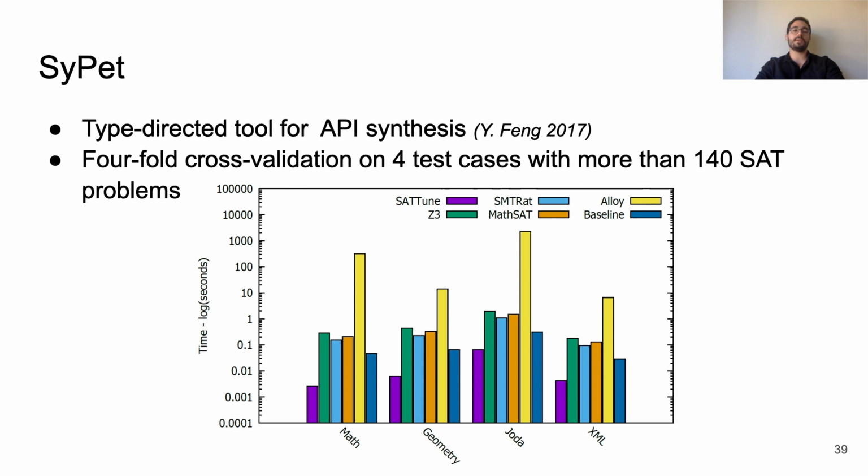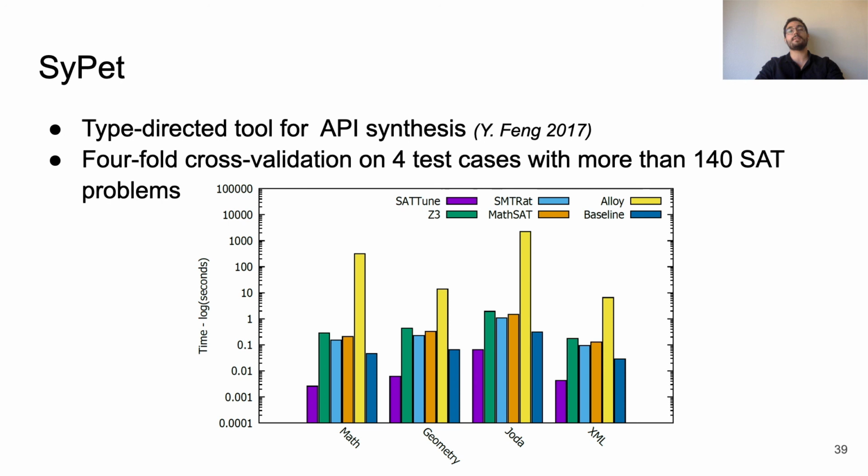The next benchmark is Cyped. Cyped is a type-directed tool for API synthesis. It uses integer variables for each function signature. We use 4-fold cross-validation over 4 test cases. Again, we are reporting the same figure for Cyped, and as you can see, Satune was faster than the baseline in all the test cases.